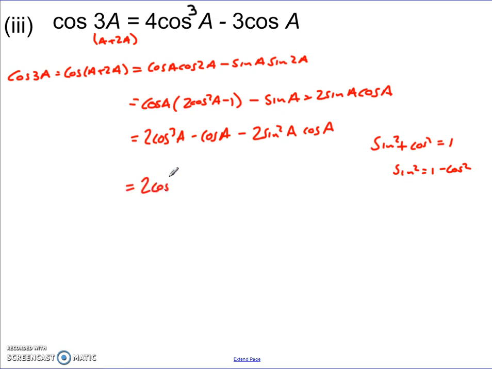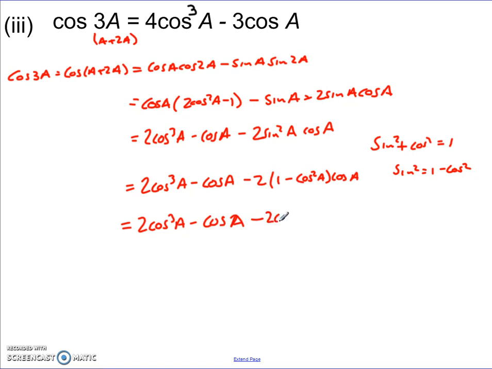So I'd have 2 cos cubed a minus cos a, take away 2, open bracket, 1 minus cos squared a, times the cos a there. So now I've got nothing but cosines in here and a couple of numbers. I can multiply this out and start simplifying it. Here's hoping we get where we want to get. So I've then got 2 cos cubed a minus cos a, take away, well, multiplying this out, I get take away 2 cos a, and I get minus times a minus, so I get plus, and I end up with plus 2 cos cubed a.